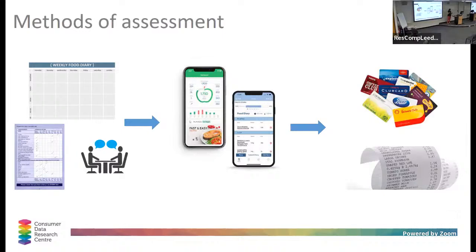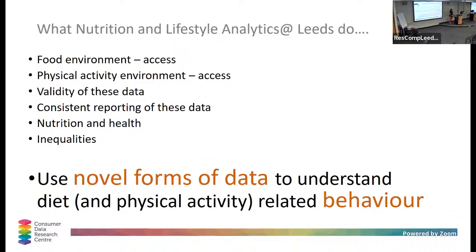And it is possible to access these sorts of data and to start linking them together. And that's some of the work that we do in the team. So it's quite a broad spectrum of the sort of work we do, from looking at food environment using open and GIS data and the activity environment. So I'm not going to speak much about physical activity today, and focusing on the nutrition stuff.